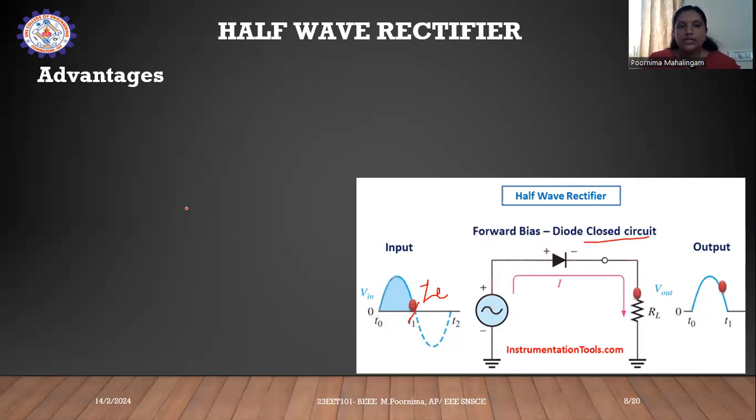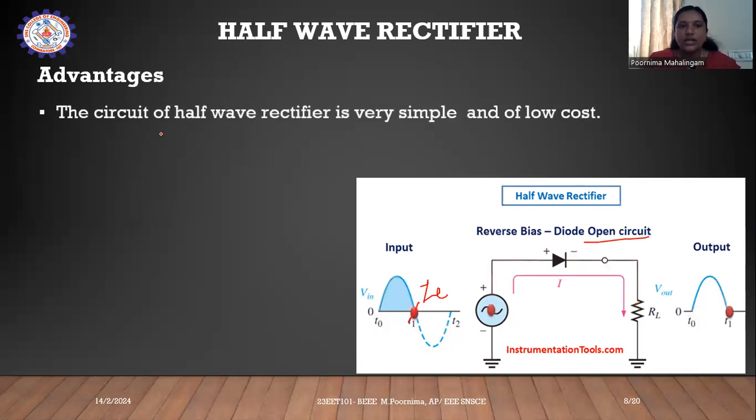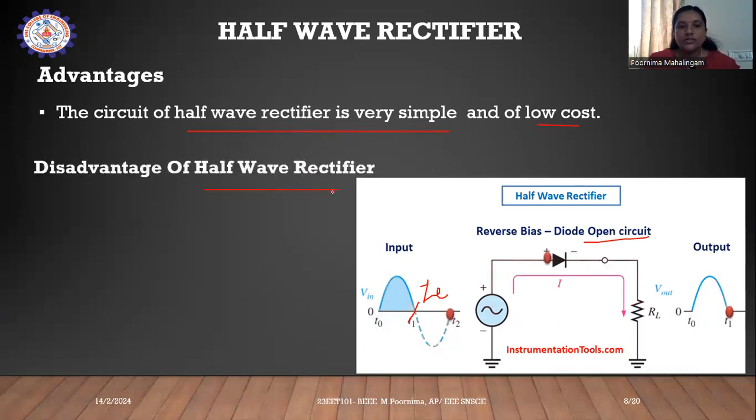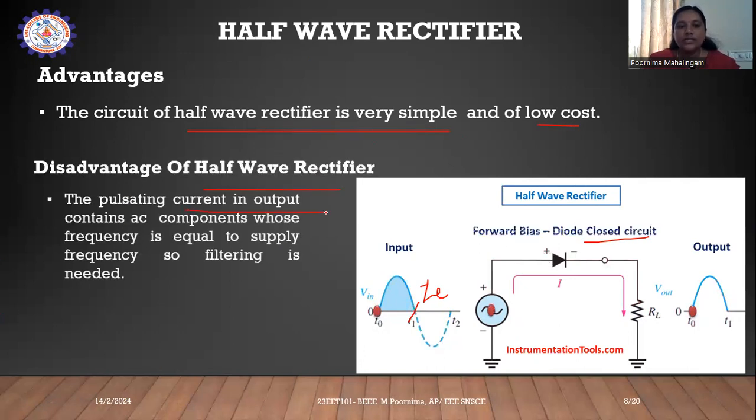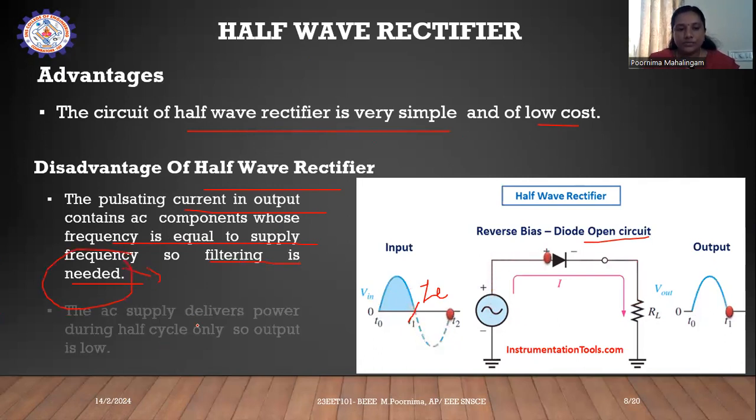Here we can see the advantages: the half-wave rectifier circuit is very simple and low cost. The disadvantages are the pulsating output, and the output frequency is equal to the supply frequency, so filtering is needed. This is the main disadvantage. Also, the AC supply delivers power during the half cycle only, so the output is low.